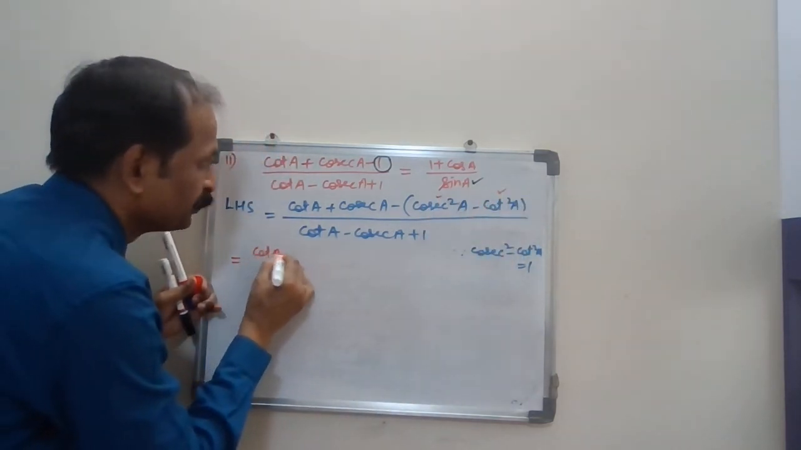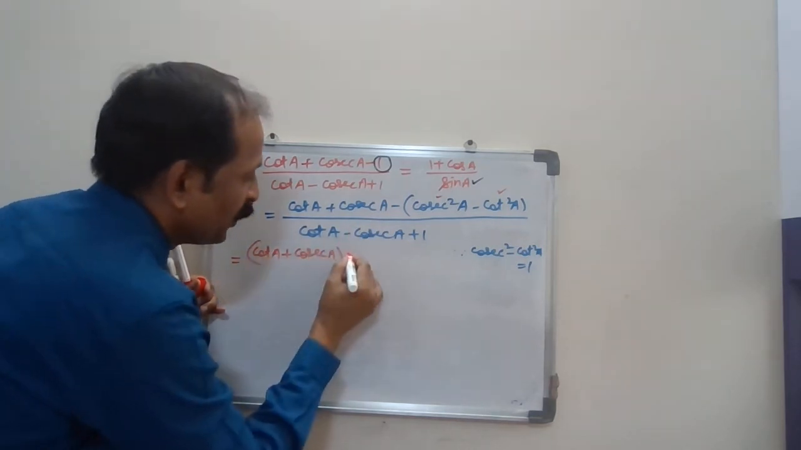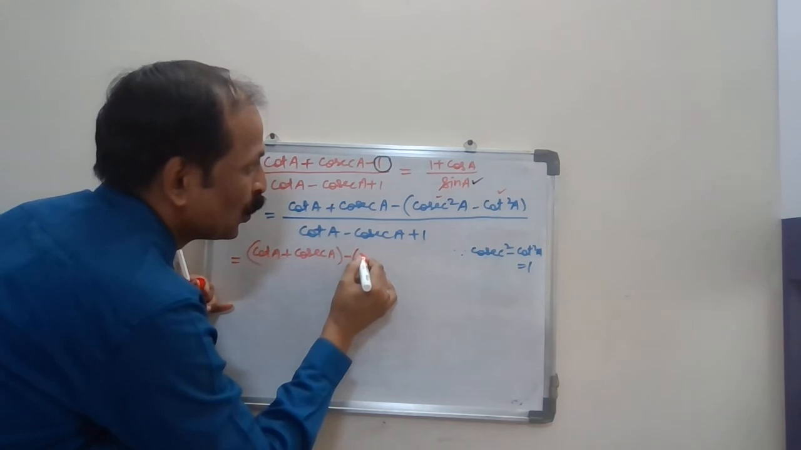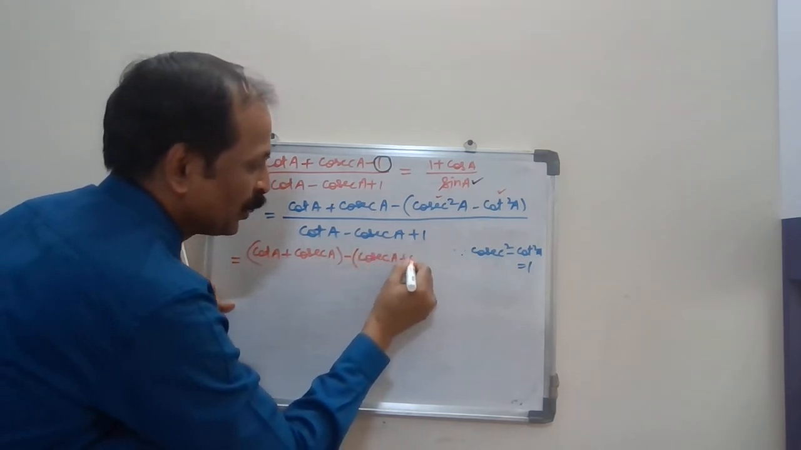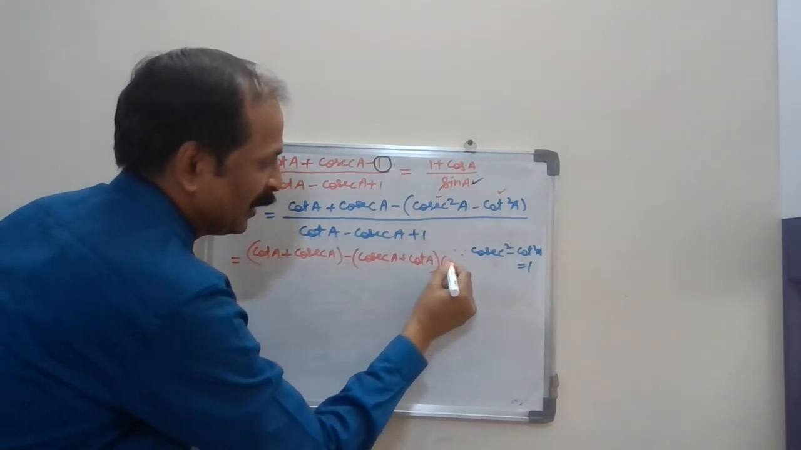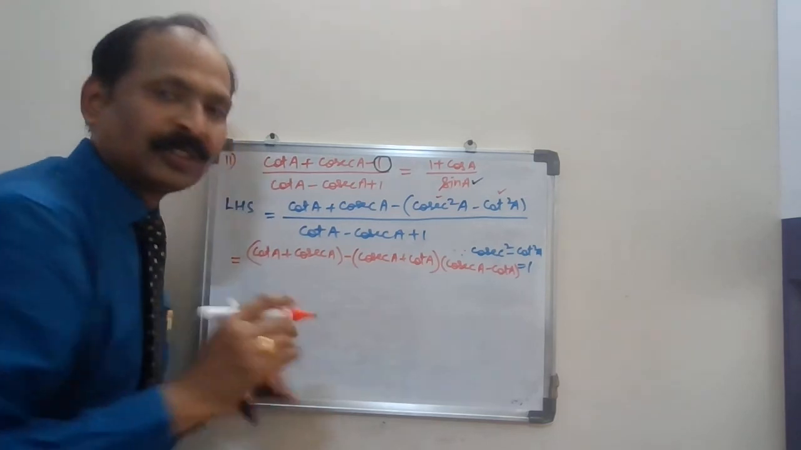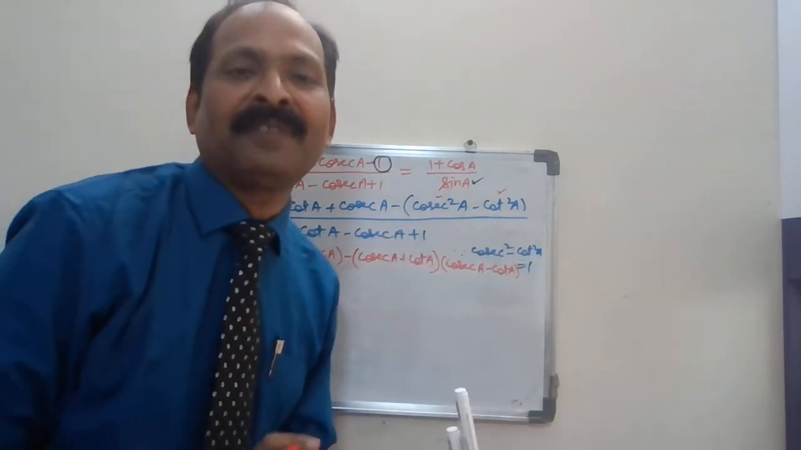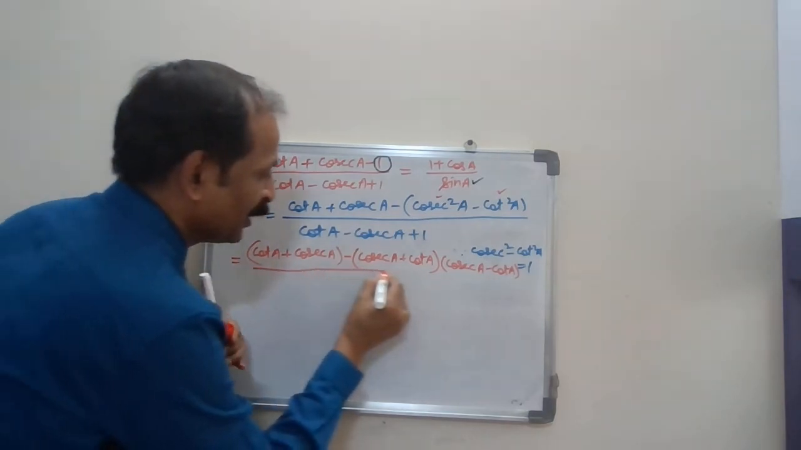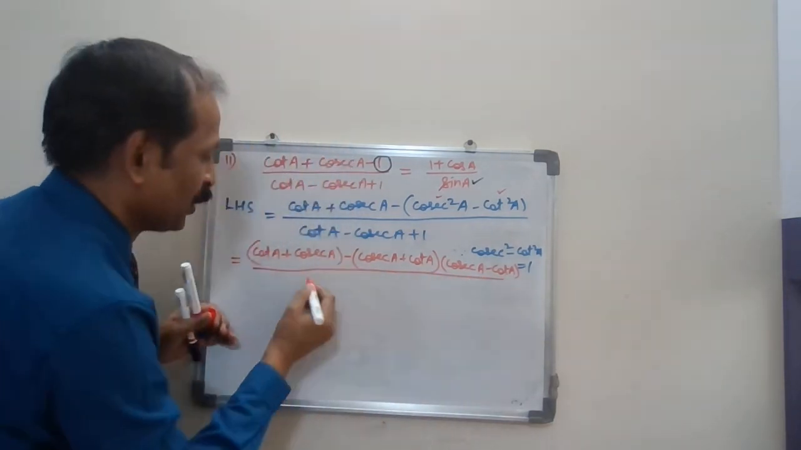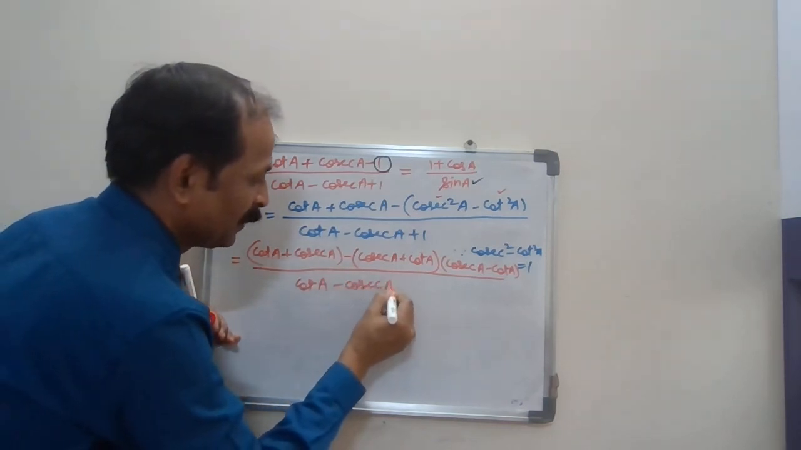So cot A plus cosec A, and you can open it: minus cosec A plus cot A and cosec A minus cot A. So you can pause and continue by yourself. As I told you, it is considered the toughest one, but there is nothing. I'll finish in 2 steps more. And then cot A minus cosec A plus 1.